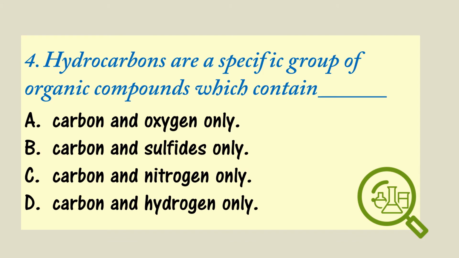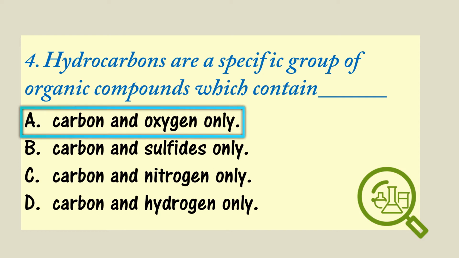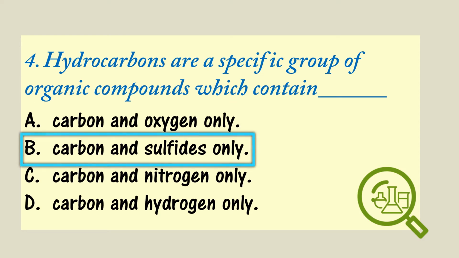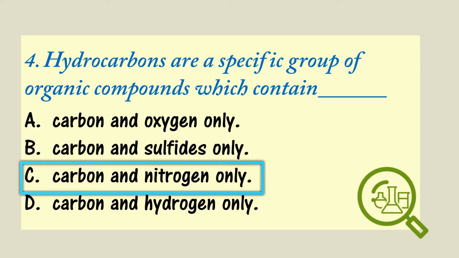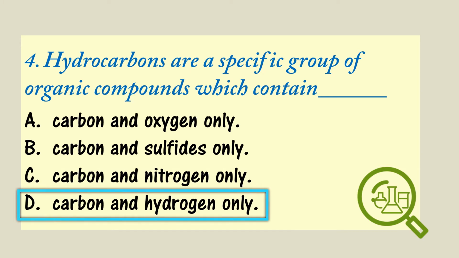Number 4. Hydrocarbons are a specific group of organic compounds which contain: Letter A. Carbon and oxygen only. Letter B. Carbon and sulfides only. Letter C. Carbon and nitrogen only. Letter D. Carbon and hydrogen only.